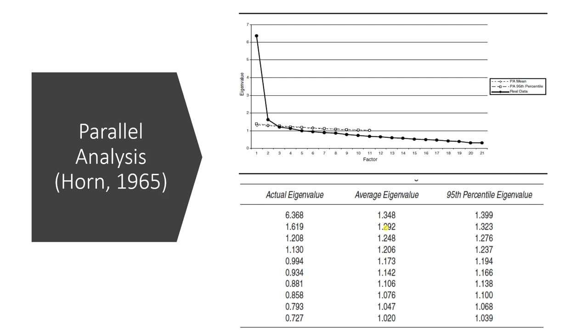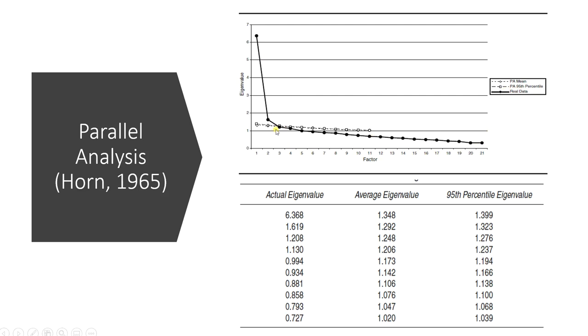And we can do this comparison either by the mean eigenvalues or some quantile eigenvalues. Different researchers use different methods, and the same is plotted here. This dotted line is the mean, this one is for the 95th percentile, and this black one is actually the scree plot of the actual data.